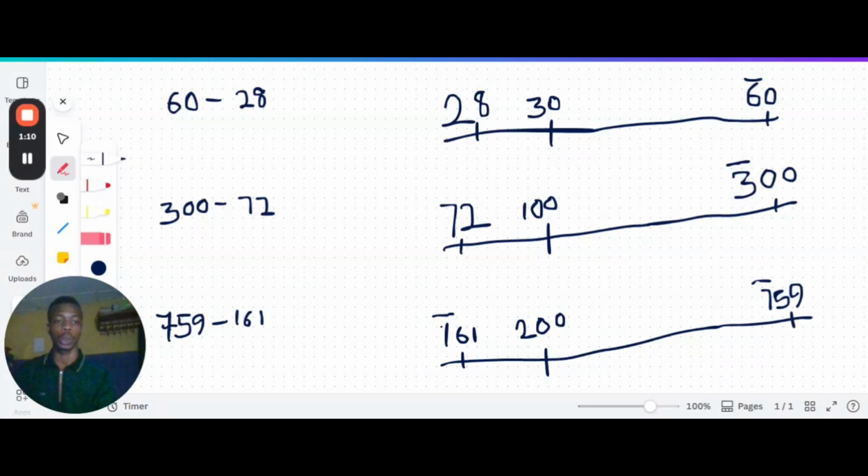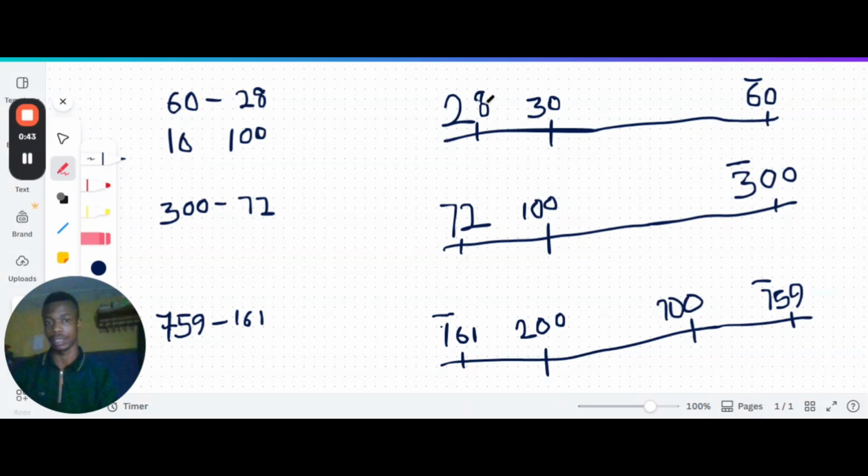Now from 200, here you have 759. What will you write? You need to write 700 because it will make it easy for you to count. Okay. Now, why do you write 700? Because you're going to write the hundreds. You're writing all the tens, the hundreds. Okay.